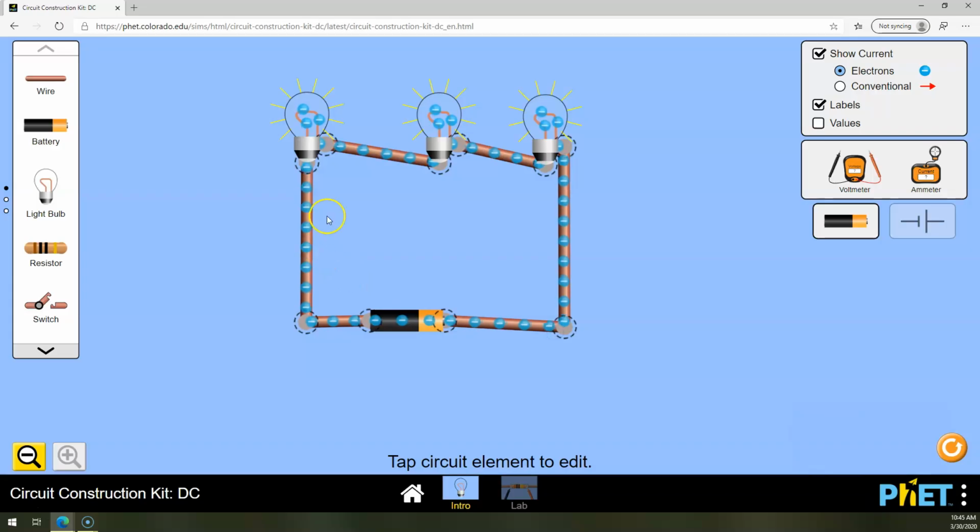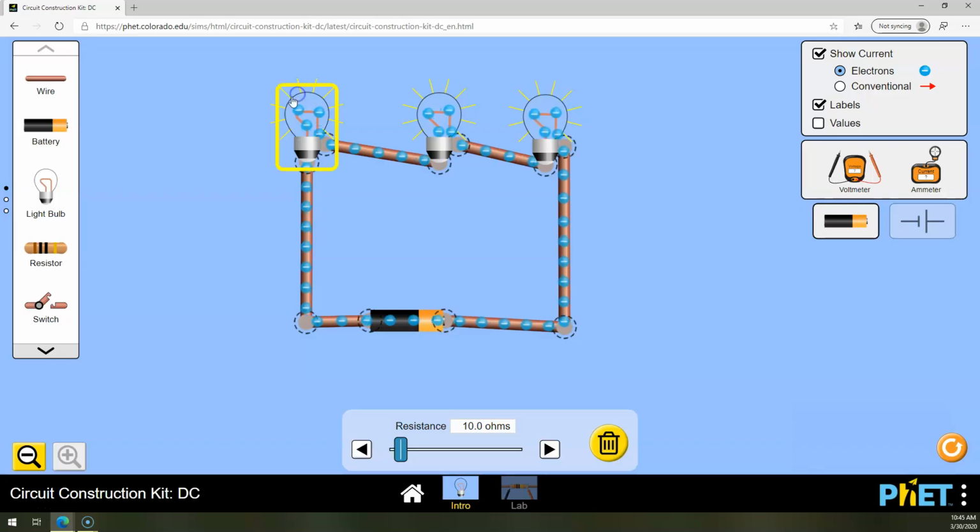It can't give all 9 joules to this one because then it would have no energy to go through the rest of them. So it splits it up. It gives some to this light bulb and some to this light bulb and some to this light bulb. Sometimes it will give an equal amount of energy to both or to all 3. Sometimes it won't. It depends upon something else that we'll talk about, which is the resistance.